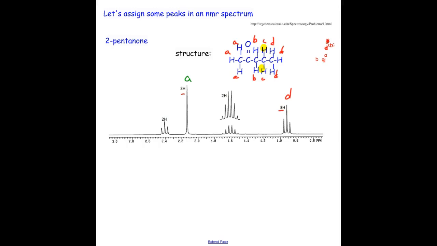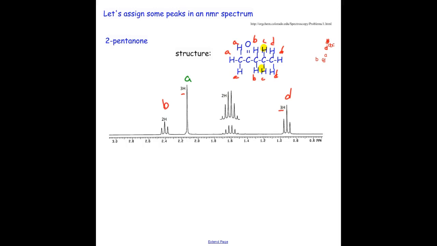Then I'm looking at B and C, sorry. B is closer to the oxygen, so it's going to have higher ppm. Also, it's next to C. It's split into 3. So this one is B.